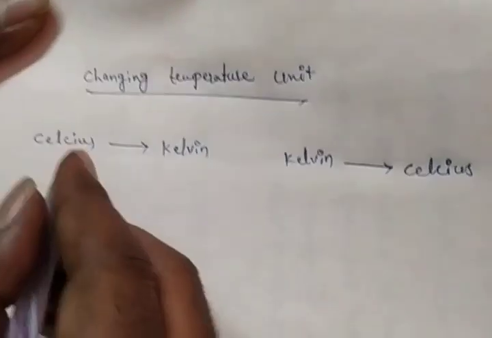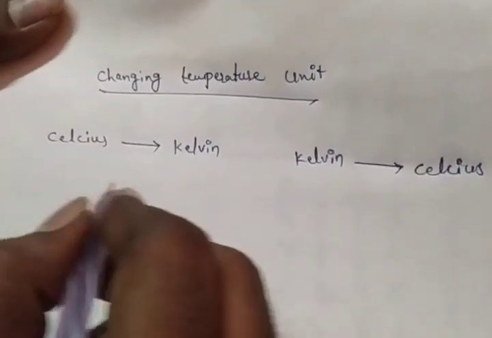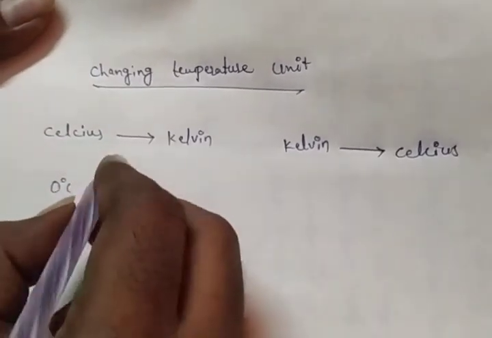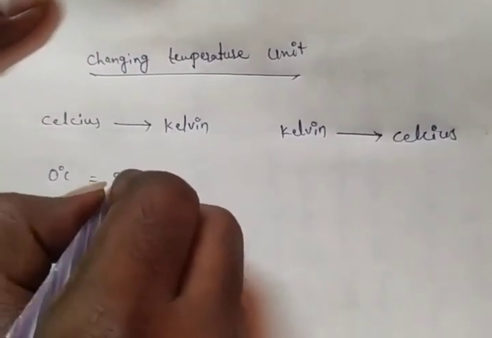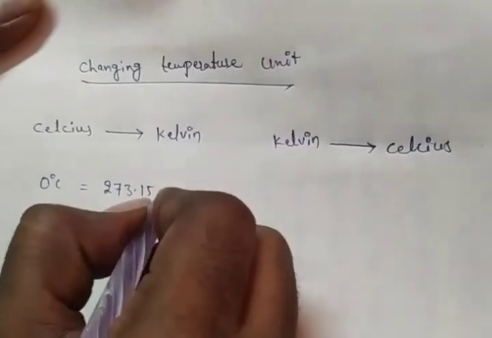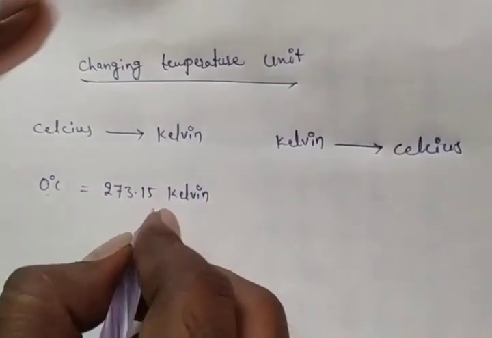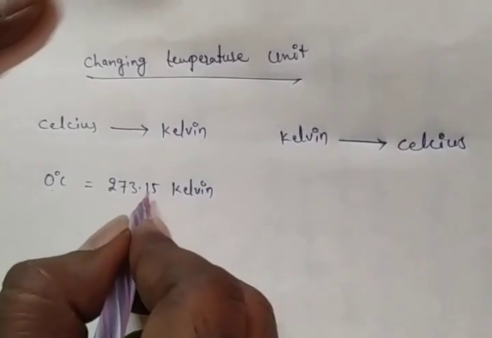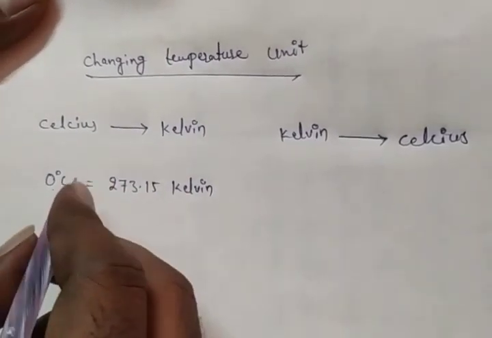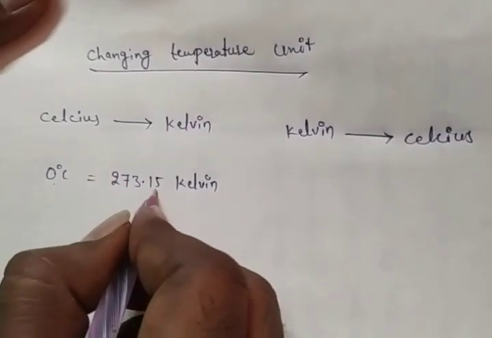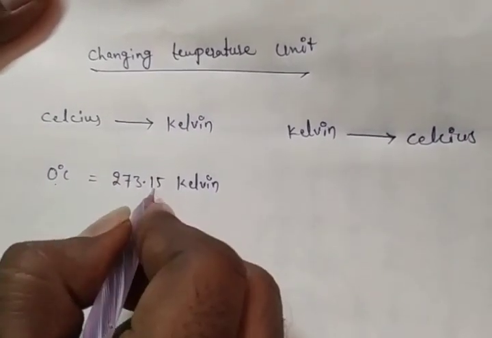Celsius. How many degrees is equal to how many kelvins? 0 degrees is equal to 273.15 Kelvin. We already know 0 degree Celsius is equal to 273.15 Kelvin. But when we are converting Celsius to Kelvin, we do not consider the 0.15.